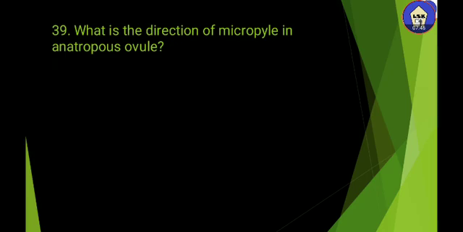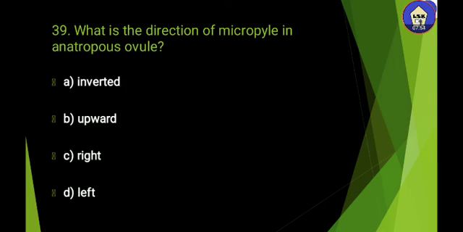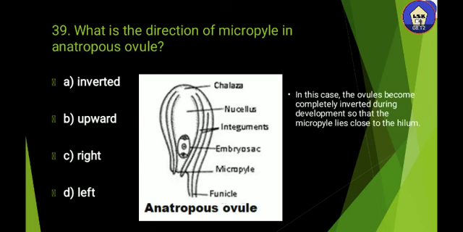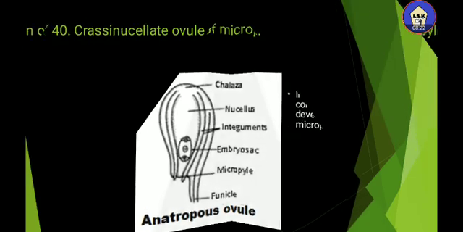Question number 39. What is the direction of micropyle in Anatropous ovule? Inverted, upward, right, left. See, here is the photograph of Anatropous ovule. Micropyle is present very near to the point of attachment of funicle to the body of the ovule, that is called hilum. So what is the answer here? In this case, the ovule becomes completely inverted during development so that the micropyle lies close to the hilum. So the answer is inverted.